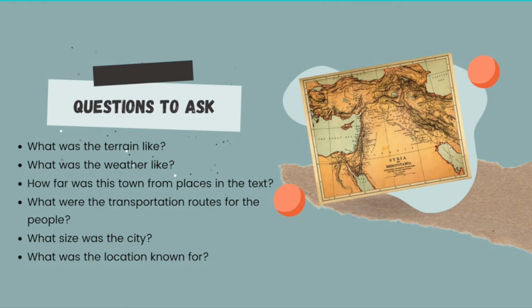Some questions you can ask yourself would be, what was the terrain like? What was the weather like? How far was this town from places in the text? What were the transportation routes for the people? What was the size of the town? What was the location known for?